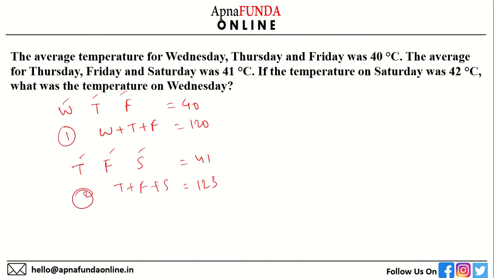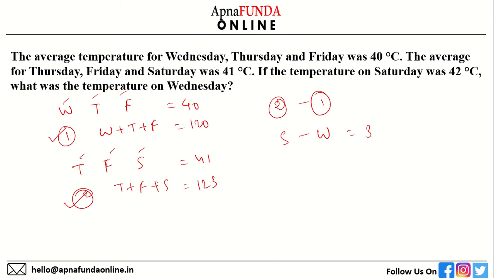Now let's see the similarity between first and second formula. We have Thursday and Friday as common. So if I do 2 minus 1, can I say this is Saturday minus Wednesday is equal to 123 minus 120, so it is equal to 3.